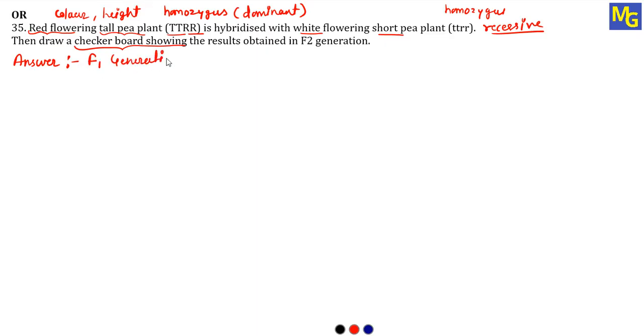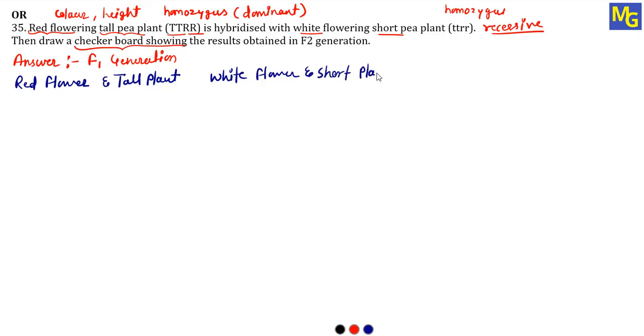Now take both the plants. What is the first plant? Red flowering tall plant. So, red flower and tall plant. The second one is a white flowering short pea plant. First we will write the color. White flower and short plant. See here, so I wrote it here.